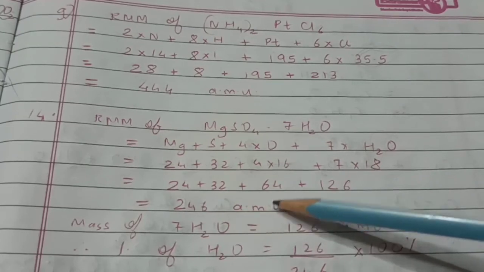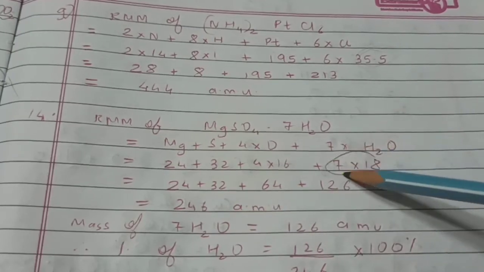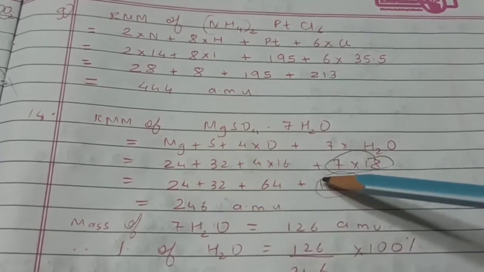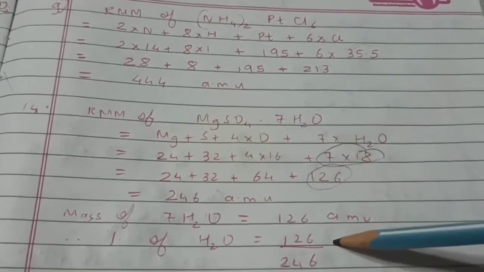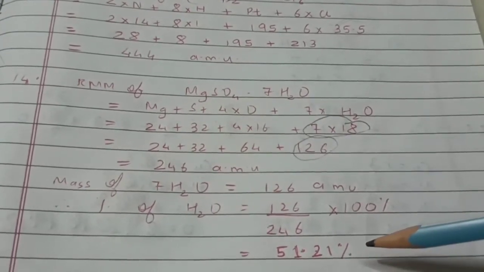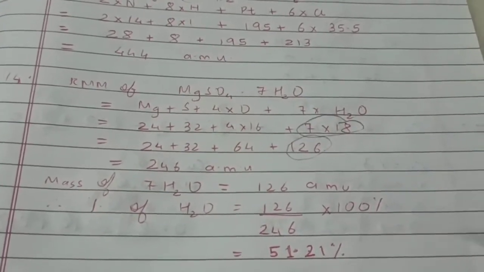Out of this, what was the mass of water? It was 126. So out of 246, 126 is because of water. So what is the percentage? Well, we find the percentage, which is 51.21%. Always calculate up to 2 decimal places. Next.